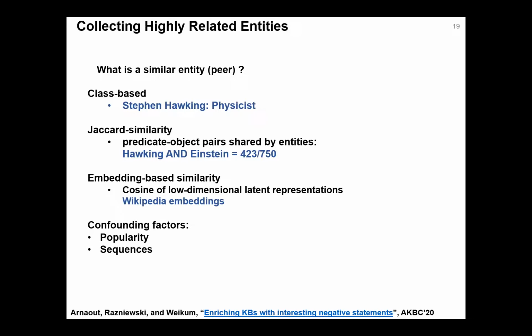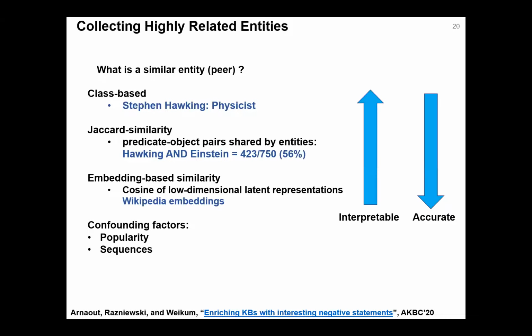For example, if you don't want to consider every other person in the knowledge base, you can say just people as popular as Stephen Hawking, and then within these, you would collect your peers. And you can notice that the functions on top are more interpretable, so you can actually pinpoint why these entities are peers, because the peer group has a label. So these are peers because they are physicists. These are peers because they have the citizenship of the USA, etc.